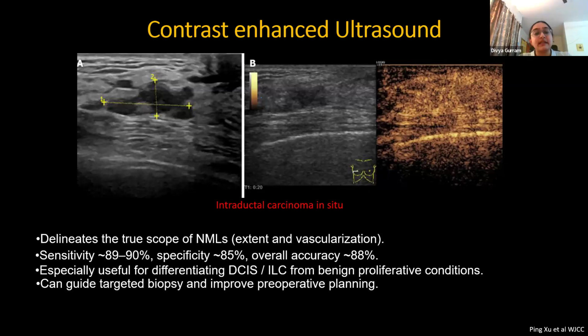Understanding the true extent of the area would help to improve preoperative planning when we're doing bracketing, and also helps to guide us for targeted biopsy. So in this image, you can see that there is this hypoechoic area, which when contrast enhanced ultrasound was done, we could see that the true lesion extent was seen to be much larger than what was seen on grayscale images.